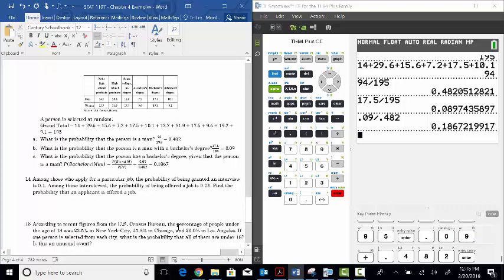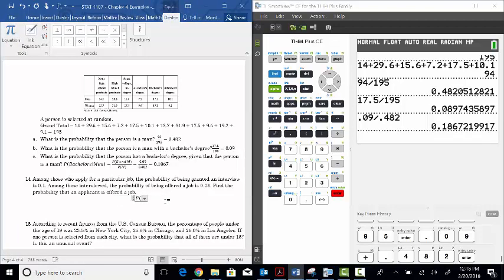Alright, so next one says, among those who apply for a particular job, the probability of being granted an interview is 0.1. Among those who interview, the probability of being offered a job is 0.25. Find the probability that the applicant is offered the job. So again, this is another one of those conditional probabilities, because in order for you to be given the job, you had to be interviewed. So what they're really asking is the probability of getting the job given that we know you were interviewed.